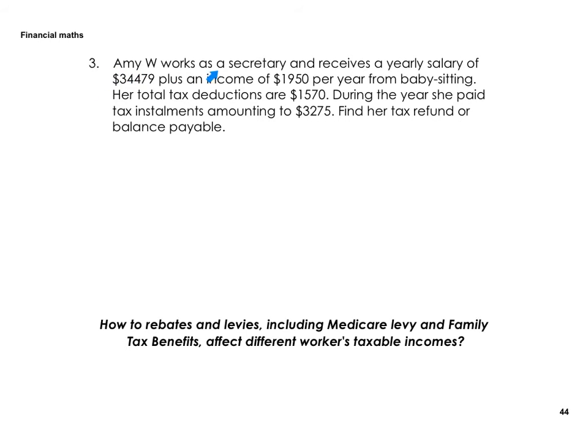Amy W. works as a secretary and receives a yearly salary of $34,379 plus an income of $1,950 per year from babysitting. Her total deductions are $1,570. During the year, she paid tax installments amounting to $3,275. Find her tax refund or balance payable.